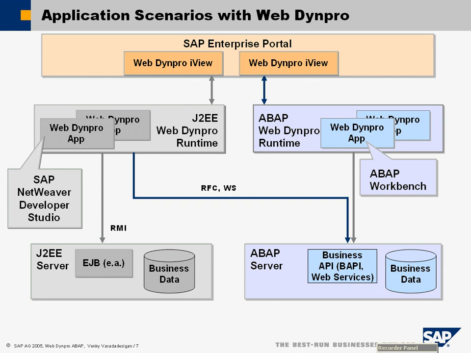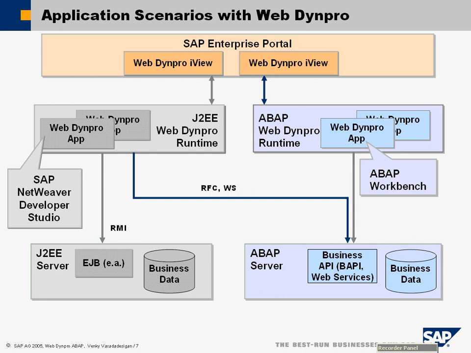Okay, so here's the scenario. This is how it works, the big picture. On the left-hand side, the dark gray boxes represent the Java flavor. On the right-hand side, the light blue boxes represent the ABAP flavor.